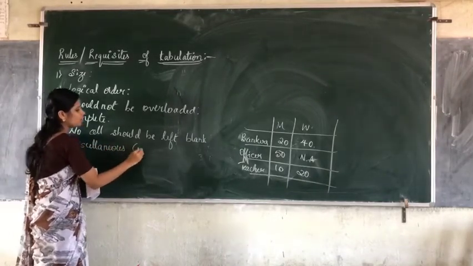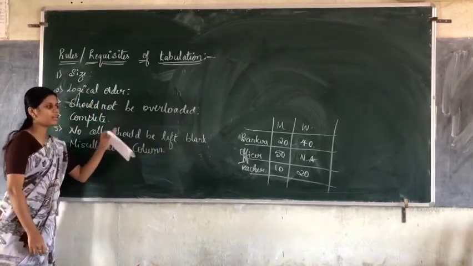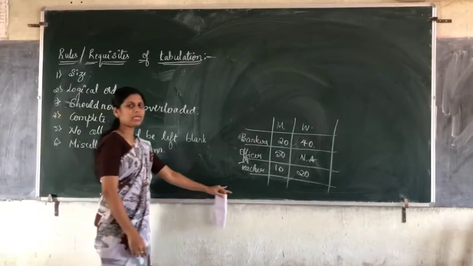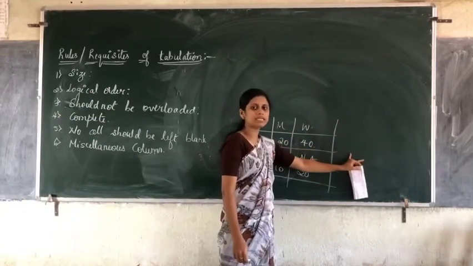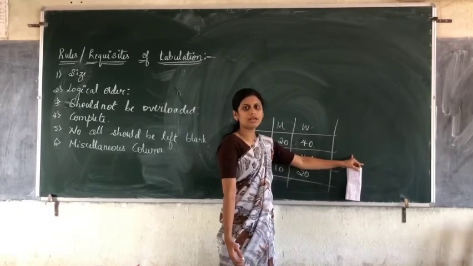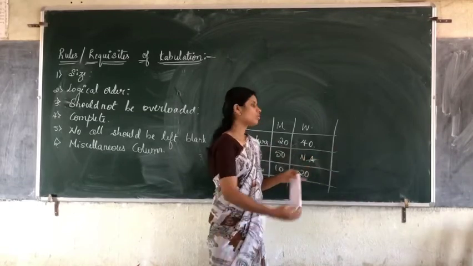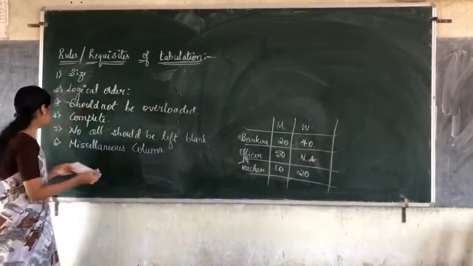Miscellaneous column must be provided. That means after entering all the data in the body of the table, you have to provide one more column for miscellaneous, where you can enter the total, or the percentage, or the ratios. So a miscellaneous column should be provided in the table.